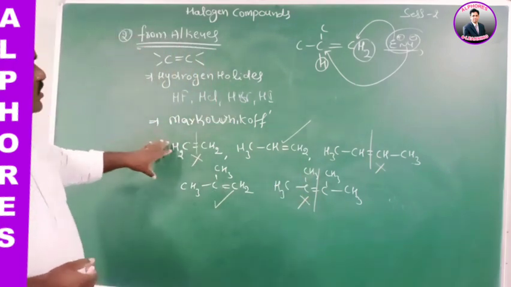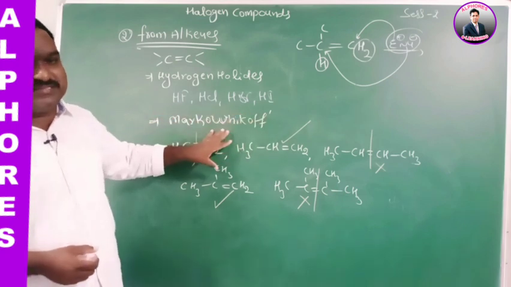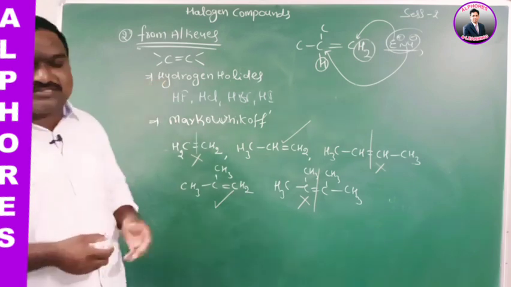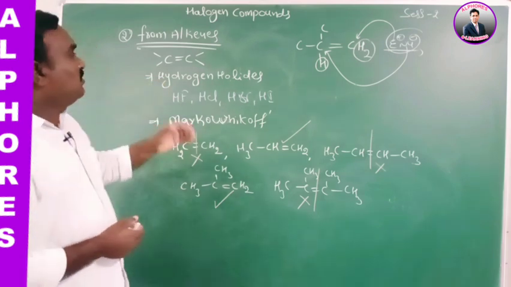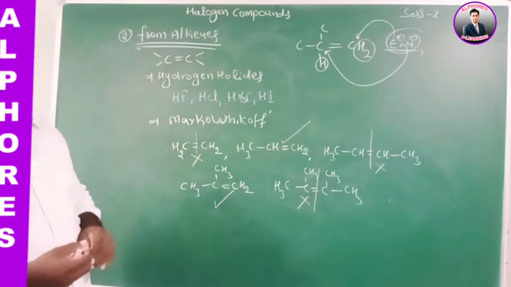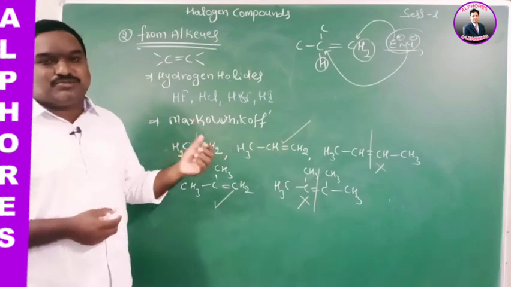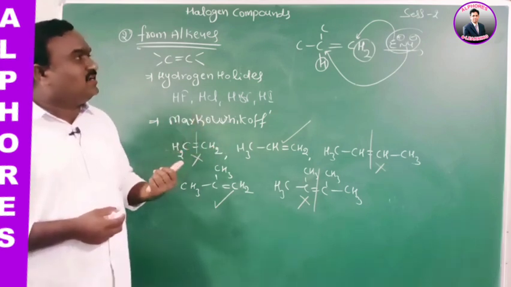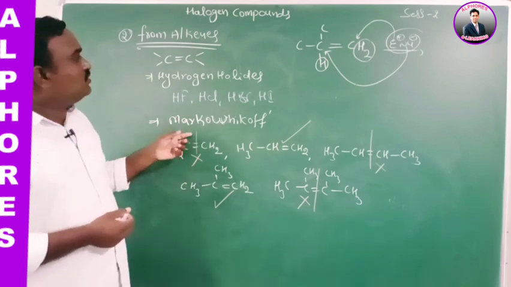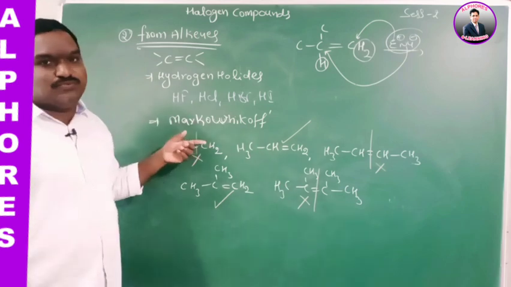Based on the Markovnikov rule, we can explain the final product. That means for halogenation reactions of an alkene system, we have to write the product based on the Markovnikov rule. Markovnikov rule means the electrophile is added to the less substituted carbon and the nucleophile is added to the more substituted carbon. This is the way to explain the halogenation reactions. So we will see examples.